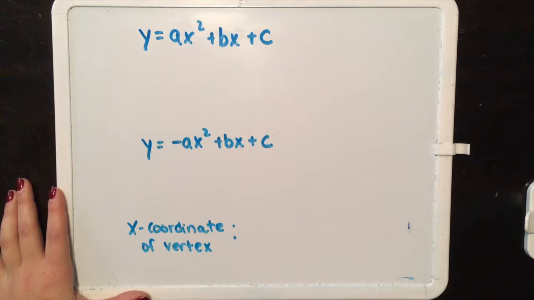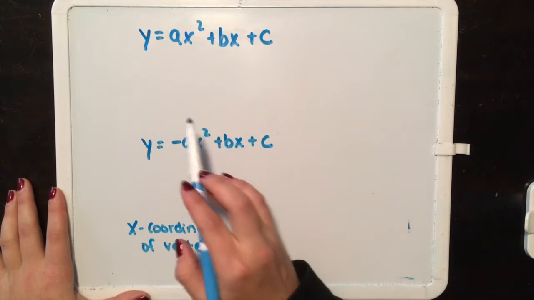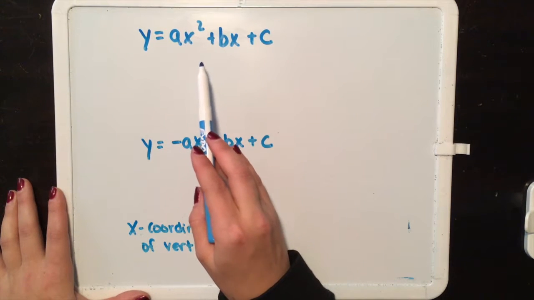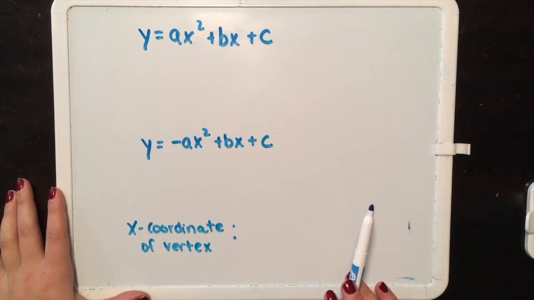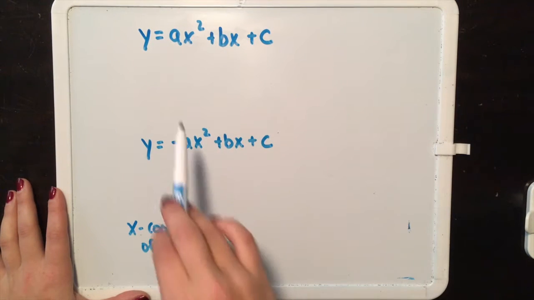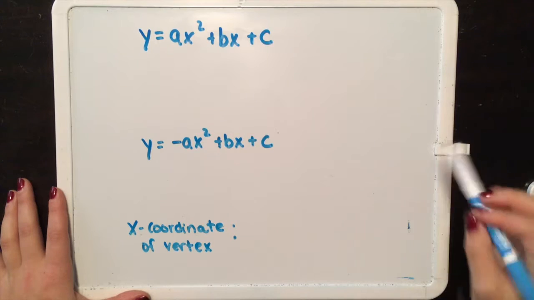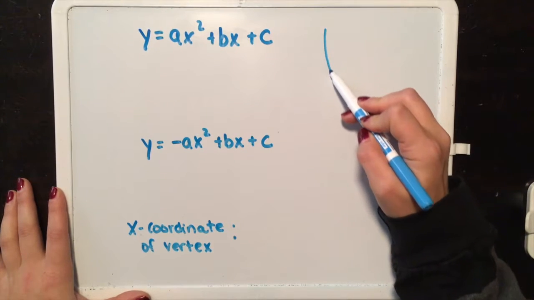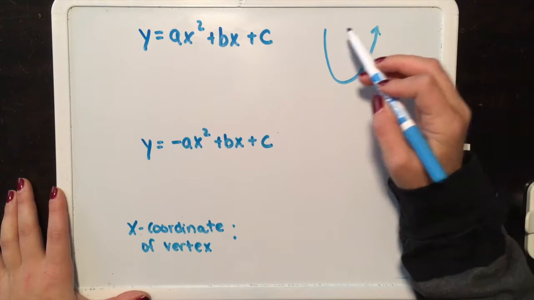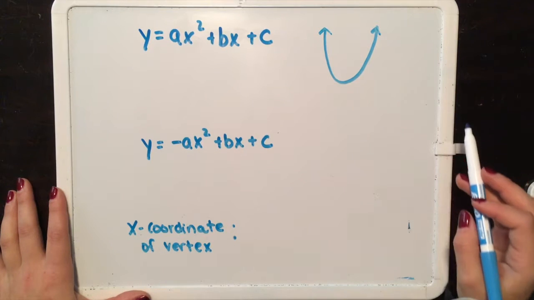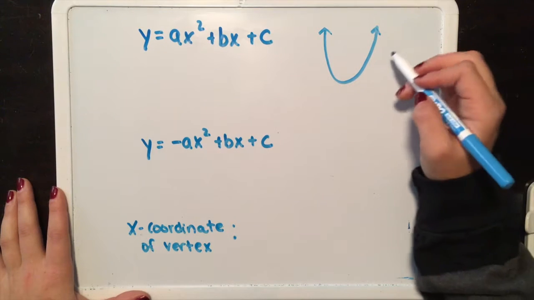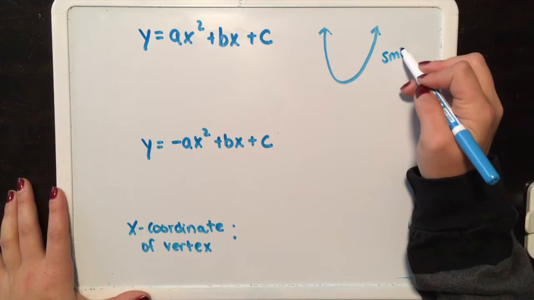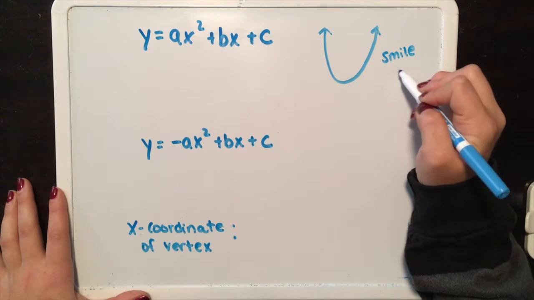The general form for the equation of a parabola is y equals ax squared plus bx plus c. When our a value is positive, our parabola is upward facing. The trick I like to remember is that if it's a positive a, then our parabola is smiling.